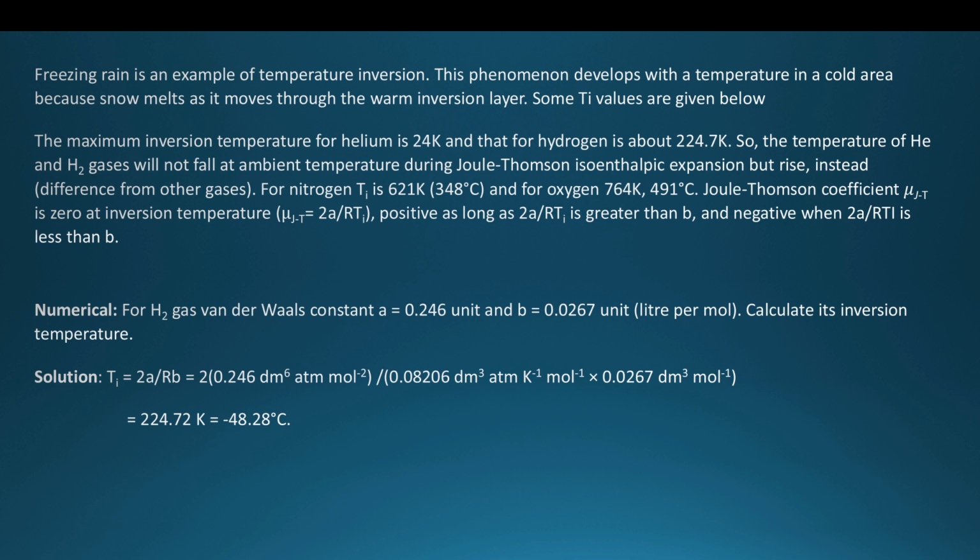Joule-Thomson coefficient mu JT is 0 at inversion temperature. And also note that mu JT is proportional to 2a over RT minus b. It is positive as long as 2a over RT is greater than b, and negative when the sign is reversed, that is, less than b. A numerical has been solved here. For hydrogen gas, constants a and b are given. We can calculate the inversion temperature using the formula Ti equal to 2a upon Rb.